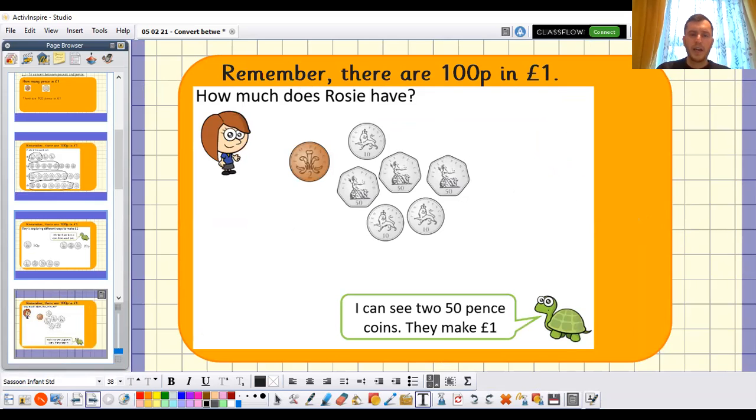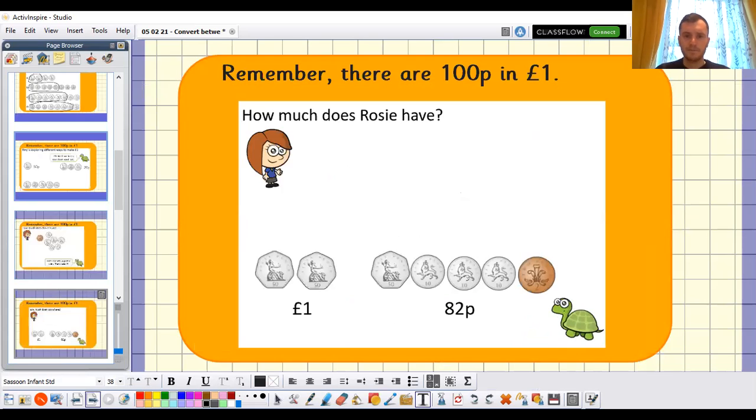How much does Rosie have here? So she's got some 50 pence coins. And we got a clue here. The tortoise has said 2 of those make £1. Maybe you could give the answer in pence. Maybe like last lesson, you could give the answer in pounds and pence. Maybe you could do it showing a bullet point like we looked at last time. To help you slightly with that, I would arrange it like this.